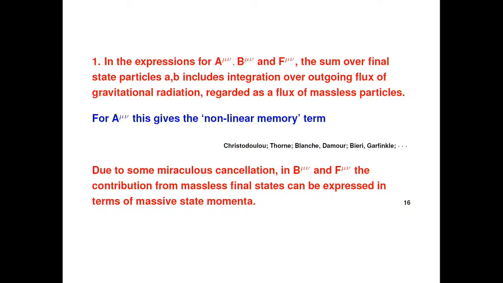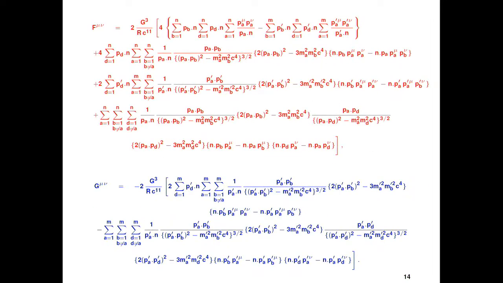In other words, if you look at this expression for F mu nu, in this sum over final states, you are allowed to drop all massless state contributions, which includes gravitational waves. So just remove from this sum, restrict the final state sum only to the ones that correspond to massive final state particles.